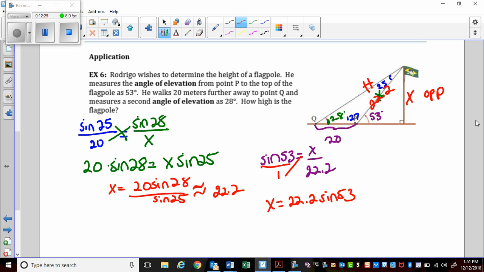This is going to be our new x, or I should have used a different variable, but it's going to be about 17.7 meters. Looks like meters is our unit. This is our answer. This is the height of the flagpole.